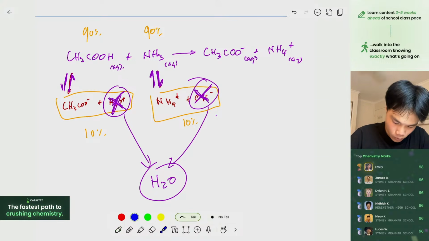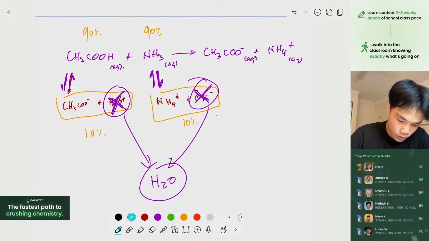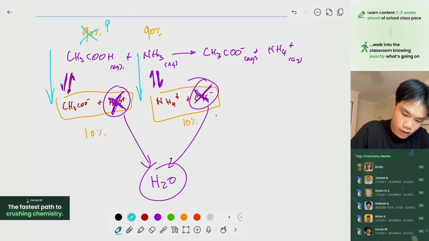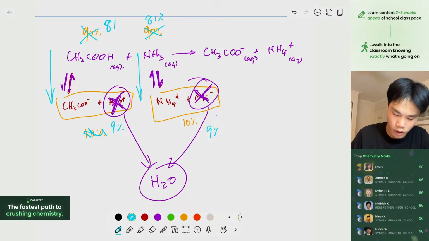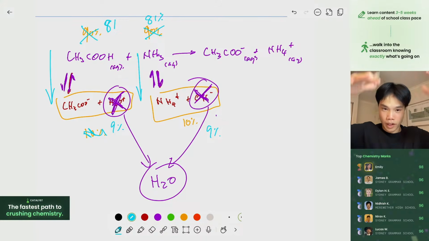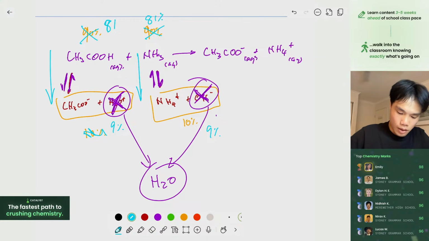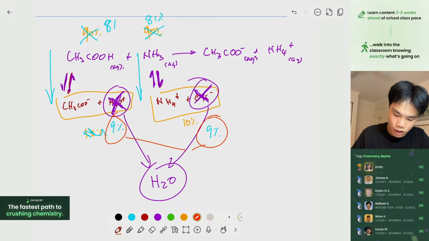So now, your system is going to shift towards making more of these. You're now consuming down to like 81%, and this is now down to like 9%, assuming the total is 100%. It's all funneling down into water. But now that you formed more H3O plus and you form more OH minus, the same thing happens again. This 9% reacts with this 9%. These react and form water. And so the whole thing happens again.